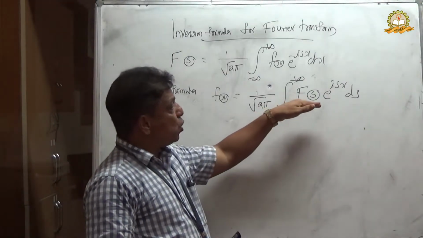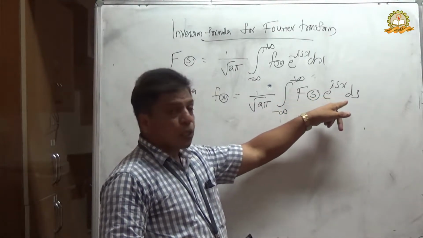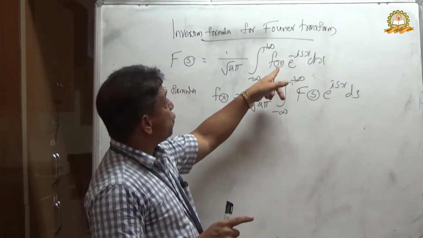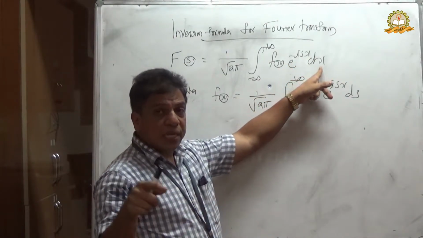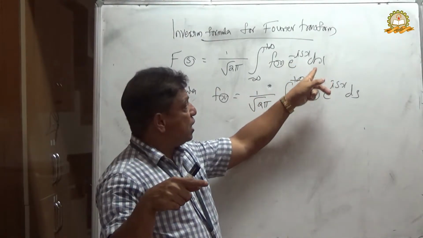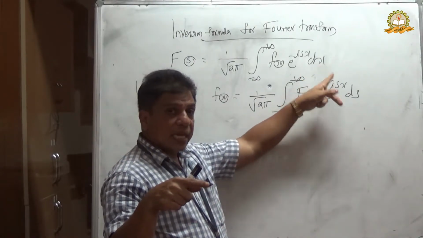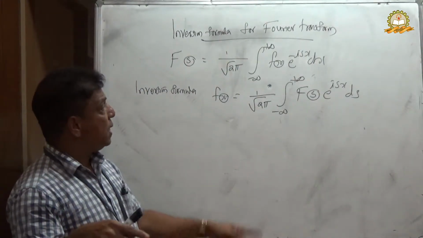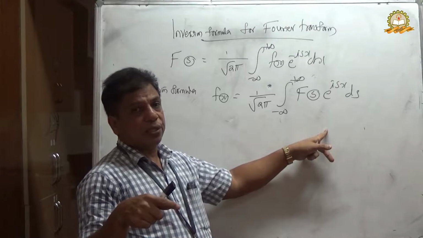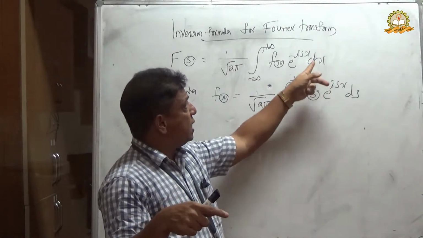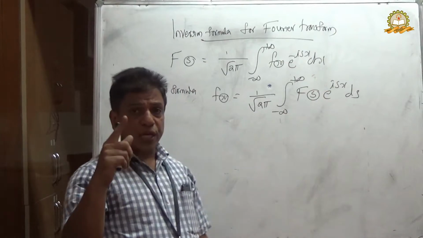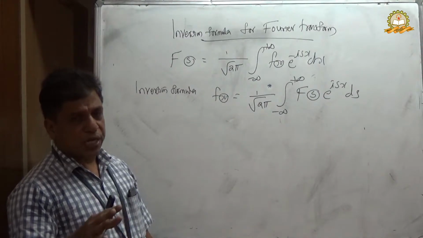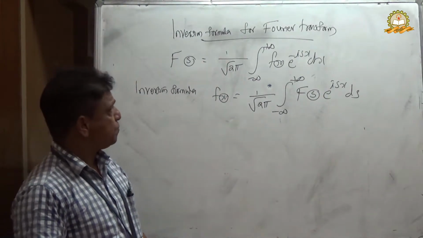In the case of inversion, we integrate with respect to s. Very important step, with respect to s. In the case of Fourier transform, we integrate with respect to x. You must differentiate these two terms, dx and ds. dx we apply in the case of Fourier transform. ds we apply in the case of inversion. Please note these 2 points: dx for Fourier transform and ds for the inversion formula, to find the original function f of x.